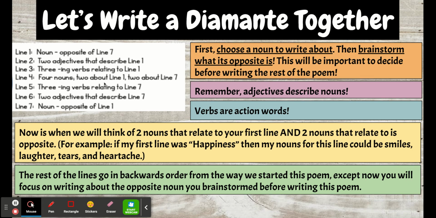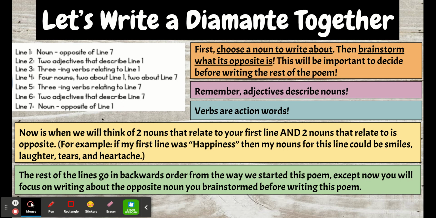Once you've got your 3 verbs, your next line, you're going to come up with 4 nouns. 2 of them need to relate to line 1. So remember, nouns are persons, places, things. And then you need to come up with 2 nouns about your opposite. Line 7 is your opposite. So for example, if my first line was happiness and I was writing a poem about happiness, then my nouns for this line, for line 4, could be smiles and laughter. And then tears and heartache, because I'm thinking about the opposite of happiness being sadness.